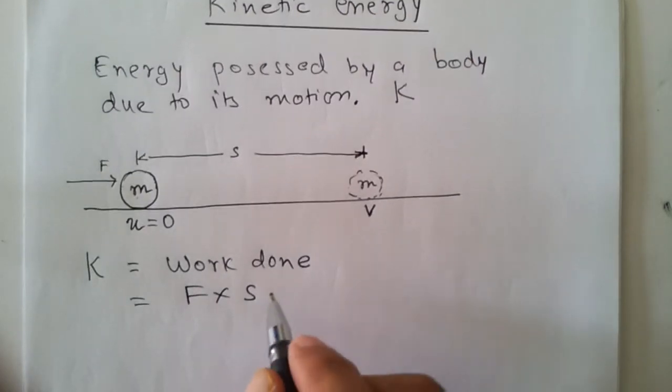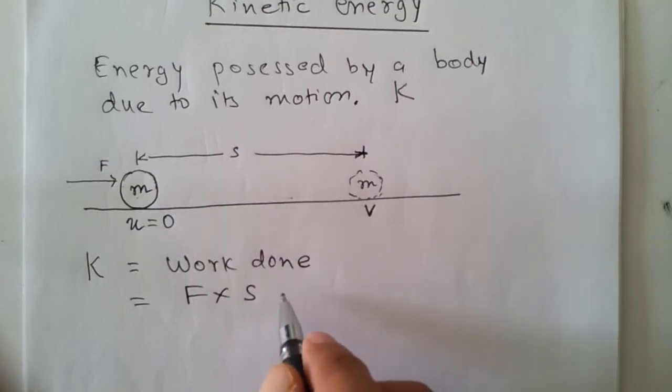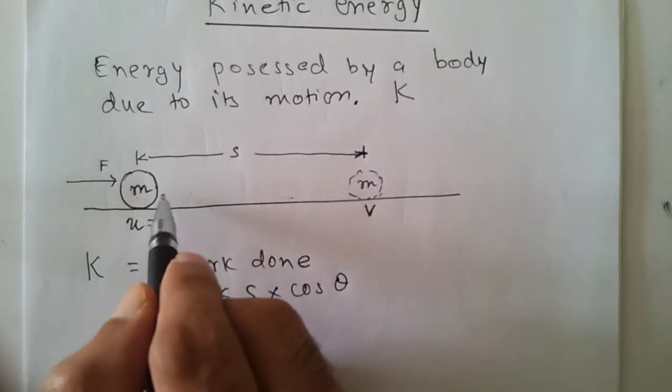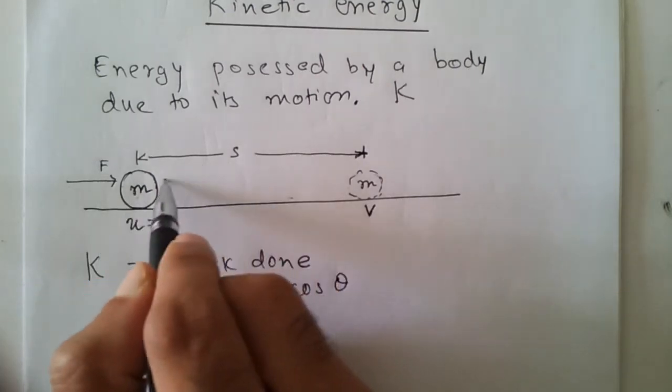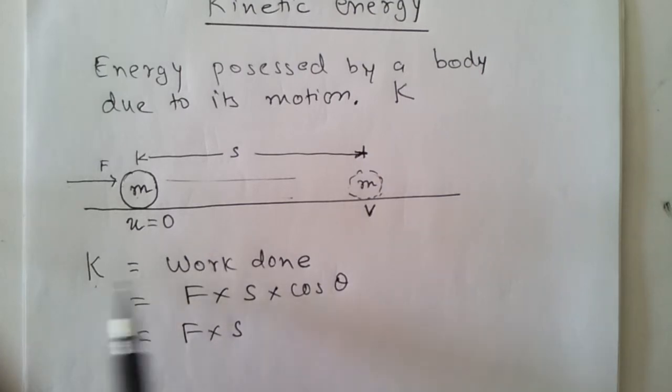The general formula is F s cos theta. Since the direction of the force and the displacement are the same, theta would be 0. It would be F s cos theta, but since here the direction of force and direction of displacement are in the same direction, theta turns out to be 0, and this formula becomes F into s. So the kinetic energy of the body is equal to work done, and that is force into displacement.